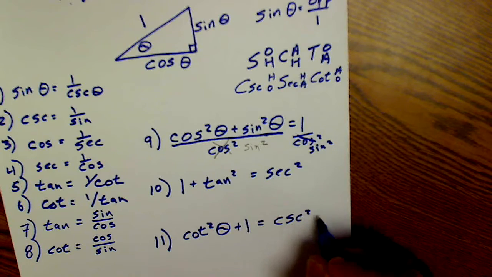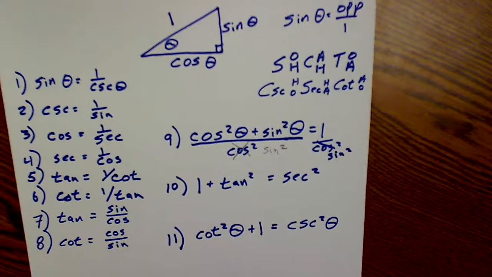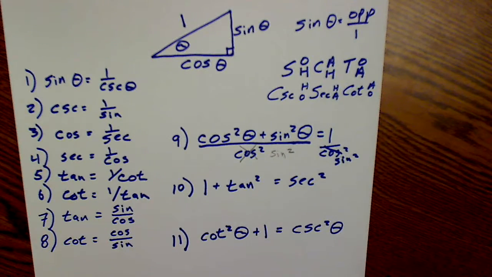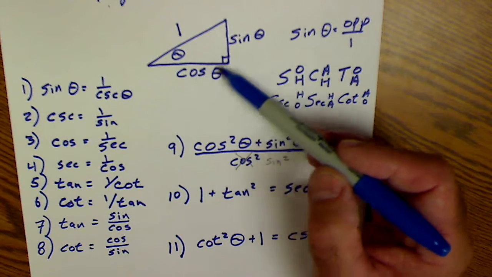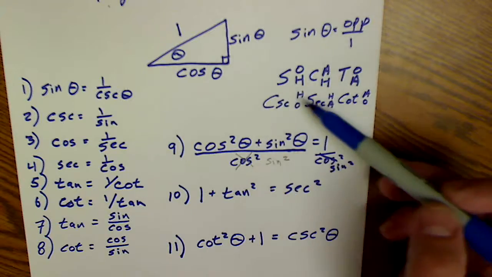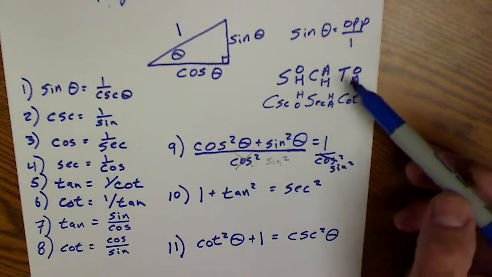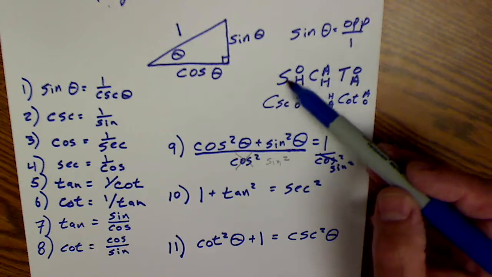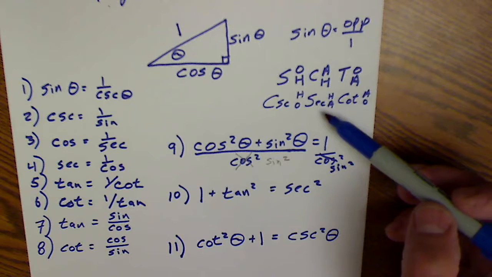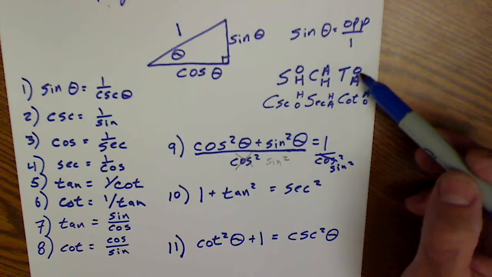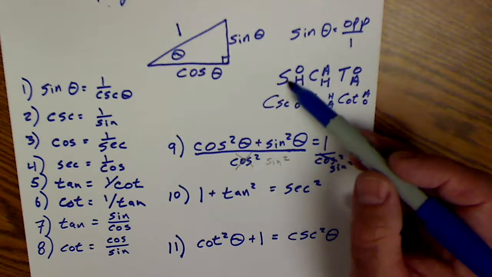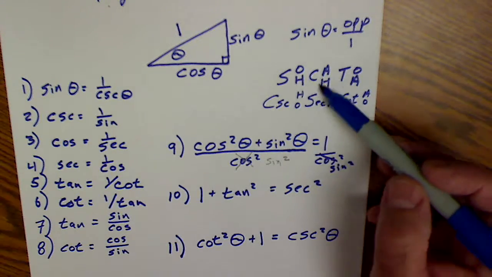So those are my 11 key identities. Again, you don't have to have them memorized. You do need to know that cosine is your adjacent, sine is your opposite. You need to know what these 6 words mean, and that cosecant and sine are reciprocals, cosine and secant are reciprocals, tan and cotan. These sound like reciprocals. I remember that C and S go together, C and S go together.